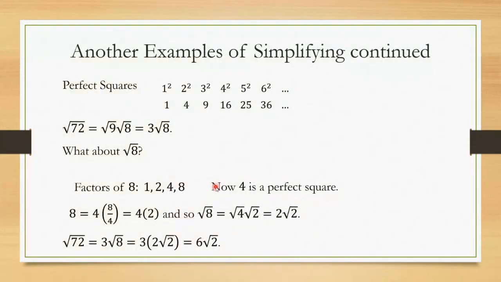We have 8 has 4 as a factor. So 8 is 4 times 2. You divide to get the other factor. And so from here, we get the square root of 8, which is the square root of 4 times 2. That's the square root of 4, times the square root of 2, which is 2 square root of 2. That's what we get.